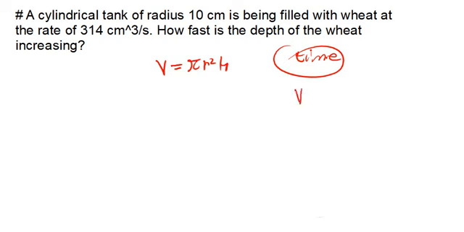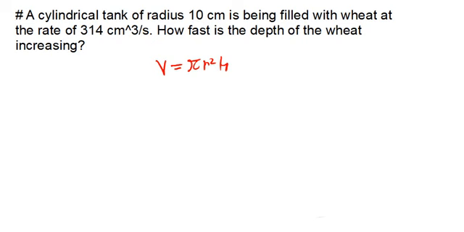The volume is going to be changing as you are filling the tank with wheat; it's going to be increasing. What about the height? The height is going to be increasing as well. The radius is going to remain constant. What about the pi? The pi is a constant value, it just remains the same as well. So we have found that the volume is going to be changing and the height is also going to be changing, and that's what we are looking for. The height in this case is the depth.